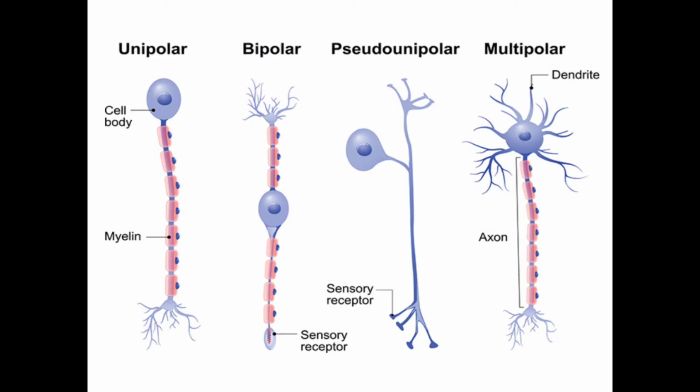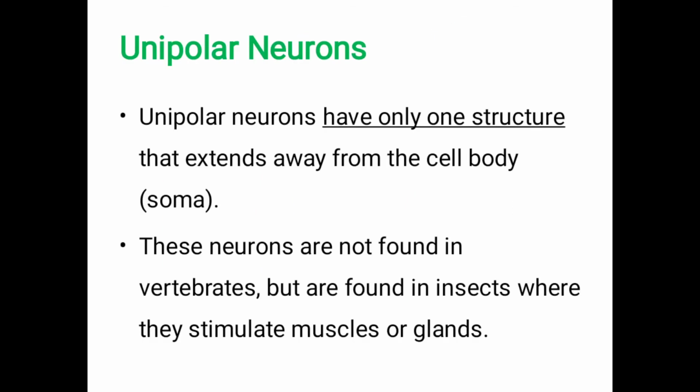This is the diagram which contains all the four types of neurons. We can easily understand the structural peculiarities and structural differences between these four neurons. The first one is unipolar, second one is bipolar, third one is pseudo-unipolar and fourth one is multipolar. We can discuss unipolar neurons first.